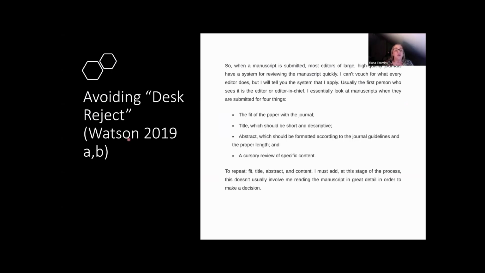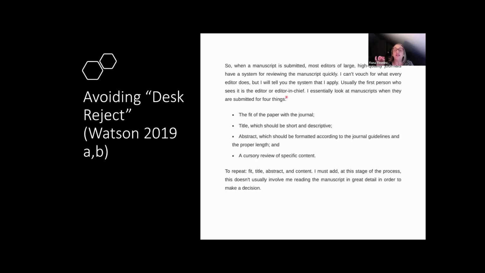So Professor Roger Watson, who was editor-in-chief, as many people know, of the Journal of Advanced Nursing for a number of years, and now is editor-in-chief of Nurse Education and Practice, sums up a lot of this in a nice podcast that he's done in relation to desk reject. So this is where the editor-in-chief outright rejects from the very beginning. So he's suggesting there that most editors of high quality journals have a system for reviewing the manuscript quickly. And he'll tell you what he normally does.